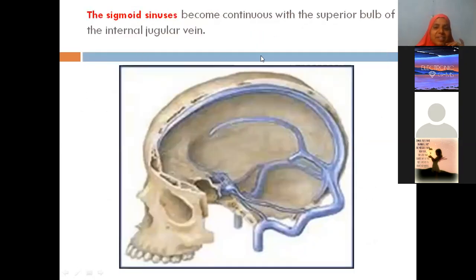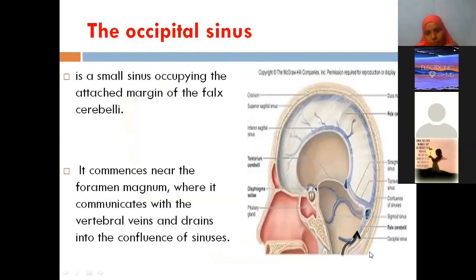The sigmoid sinuses become continuous with the superior bulb of the internal jugular vein. Then the sinus which is found towards the occipital bone we call the occipital sinus. It's a small sinus which is attached to the margin of the falx cerebelli.